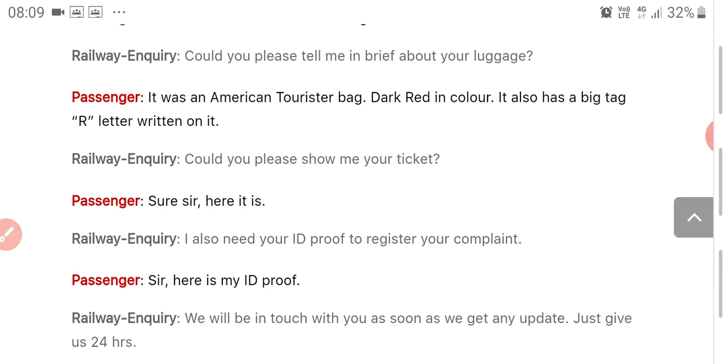I also need your ID proof to register your complaint. So you'll have to provide your identity for registering the complaint.